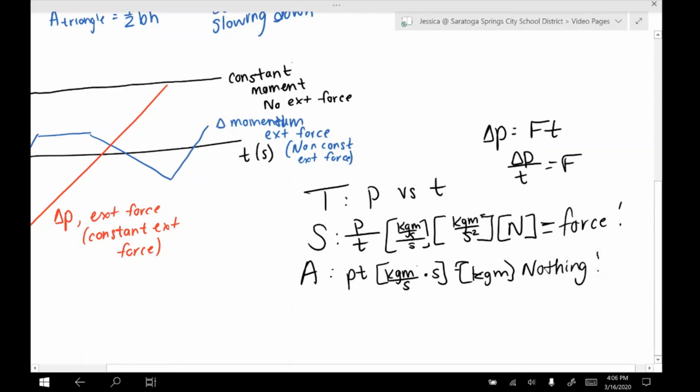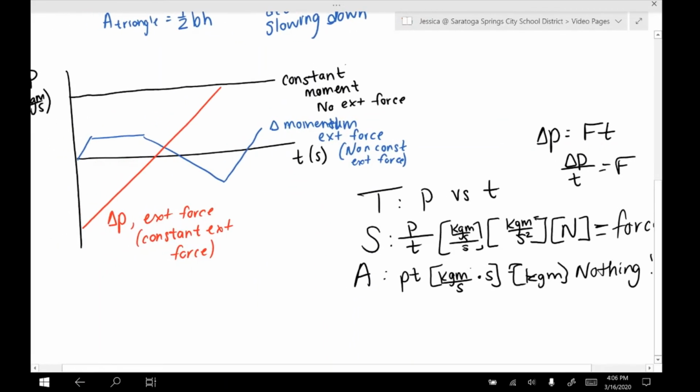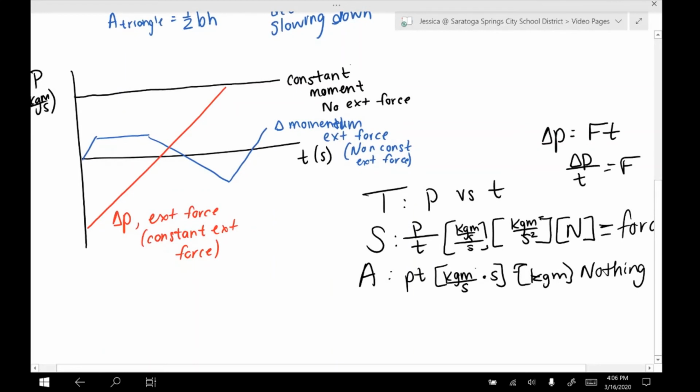Yay, nothing. Okay, so going back to how did I know that the forces were constant or not constant? Well, I looked at the slope. For the blue line, my slope is changing. And if my slope is changing, that means my force is changing. Whereas the red line, the slope is constant, which means my force is constant. That even works with the black line. The slope is 0, so my force is 0, which makes sense because I have constant momentum, which means I should have no external force.